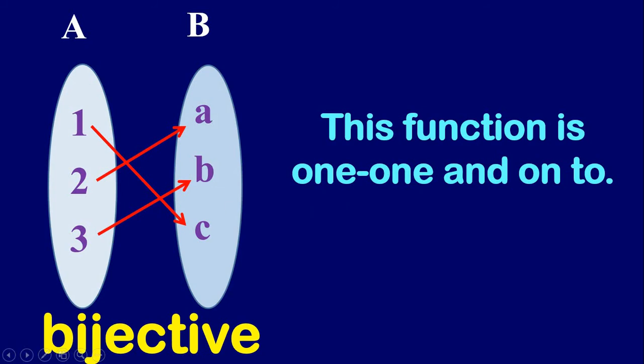It is called a bijective function. Now see here, when a function is bijective, the total number of elements in set A and the total number of elements in set B should be equal. So here the number of elements is 3, here also the number of elements is 3. So when a function is bijective, the number of elements in the first set and second set should be equal.